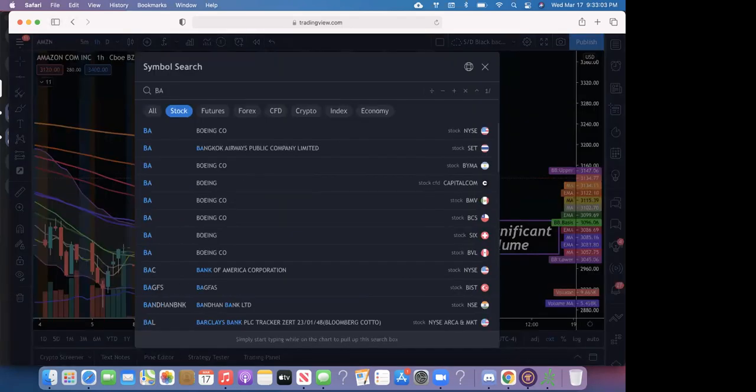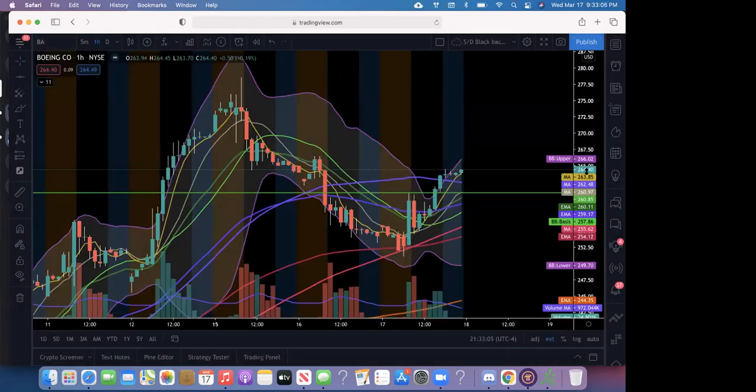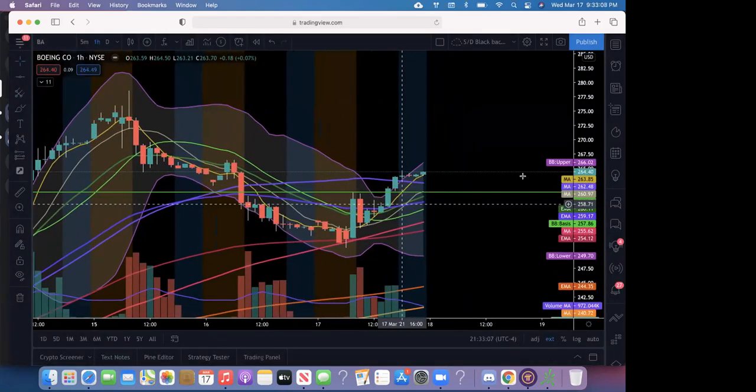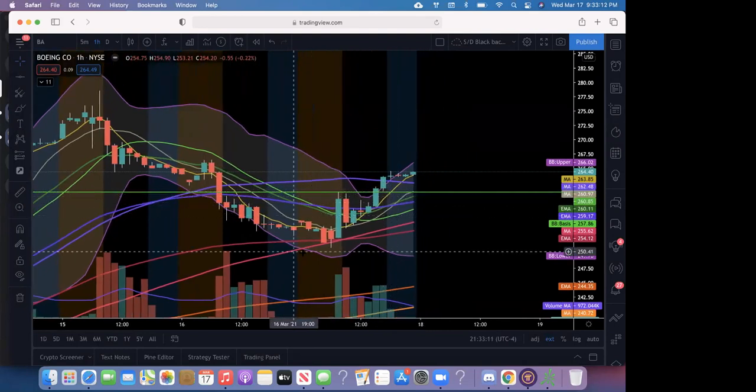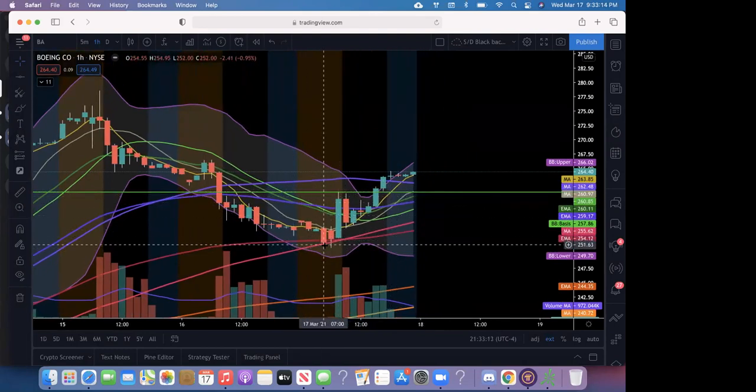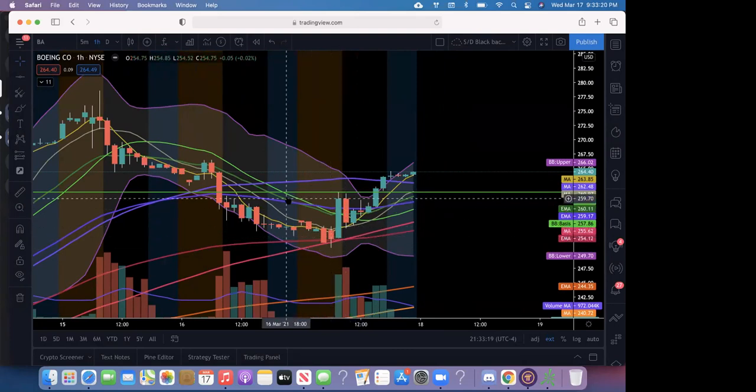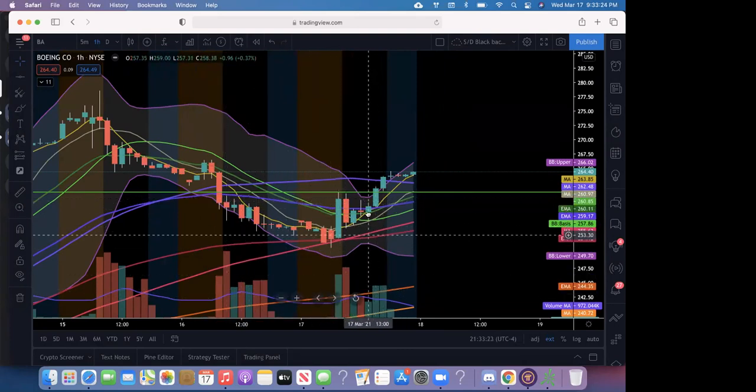I forget if I had one on Boeing, but here we go. Yeah. And then the last trade I took today, Boeing, kind of the same thing, right? We have that base build. We have the rising support here that's kind of pushing it up, because those buyers aren't letting it break below this significant point. We're kind of building under it. And finally, the significant volume steps in, and we're able to break.